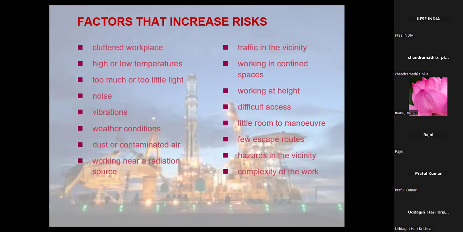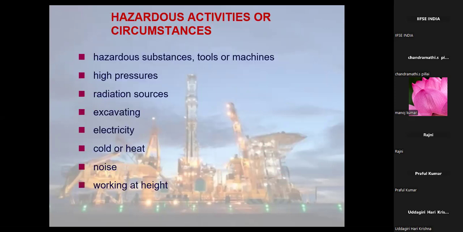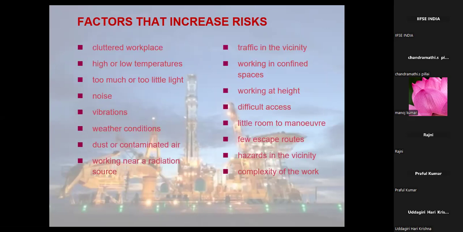Now, factors that increase the risk. Previously we have seen the hazardous activities. Now, related to this, what are the risks that can be increased? One is a cluttered workplace, that is poor housekeeping, extreme low or high temperature, too much or too little light. Too much light, how does it affect? If light is reflecting in your eyes, what do you call that phenomenon?